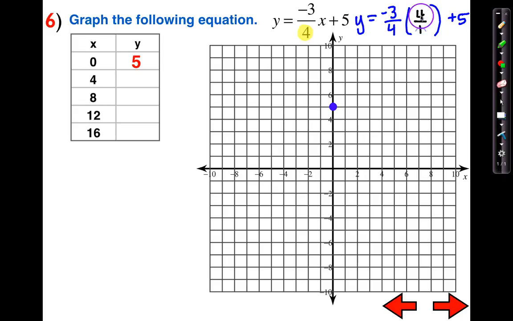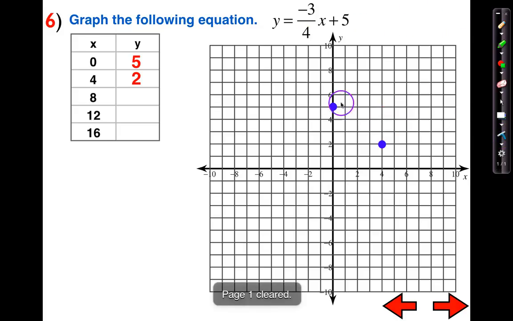Notice I'm going to put 4 over 1. Why? So that I can see that these 4's cancel each other out. Negative 3 times 1 is negative 3, plus 5 is positive 2. So I'm going to put positive 2 here. I'm going to plot that point, so over 4 up 2, and there you have it.